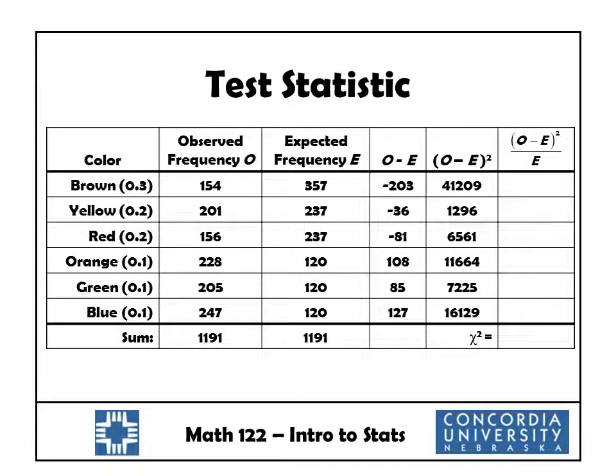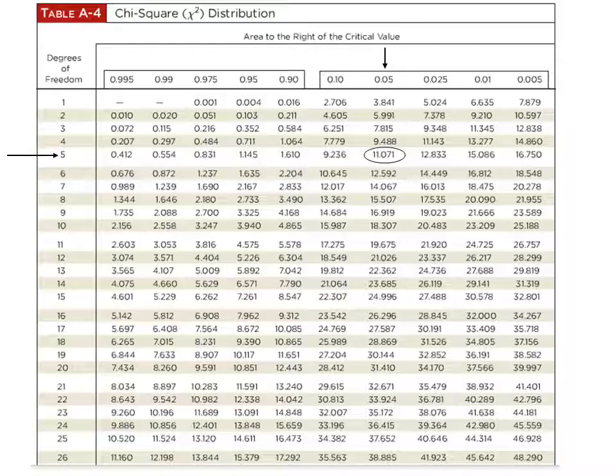Take observed minus expected, square it. Notice that those numbers get quite large. Next we take those squared numbers divided by the corresponding expected values, and then we add them up. So we have a very, very large chi-squared value, 439.